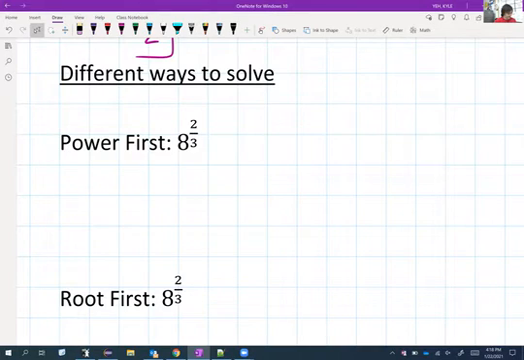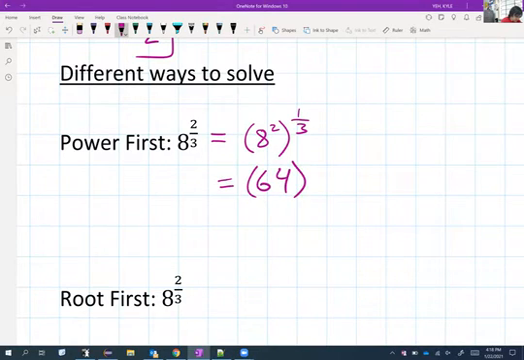8 to the 2/3 power. Well, there are a couple different ways, as I mentioned, we could do this. If you think back to our exponent rules, we could say that this is 8 squared to the 1/3 power. We could say it's 8 squared to the 1/3 power because power to a power, if you remember, we multiply those exponents. So 8 squared to the 1/3 power. 8 squared I know is 64. I'm just going to go through and start simplifying.